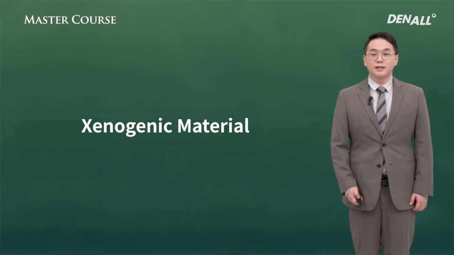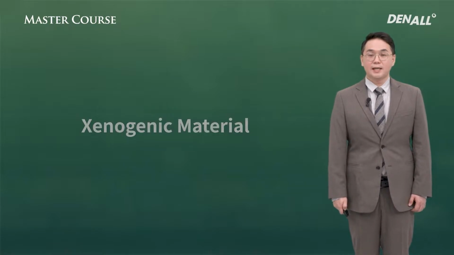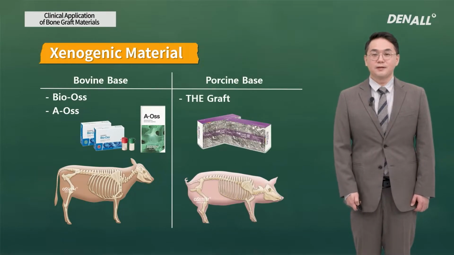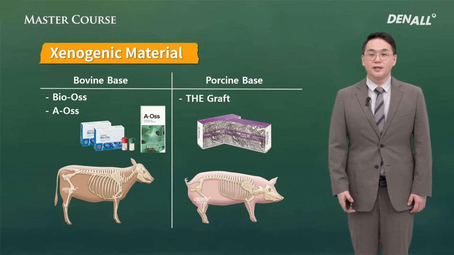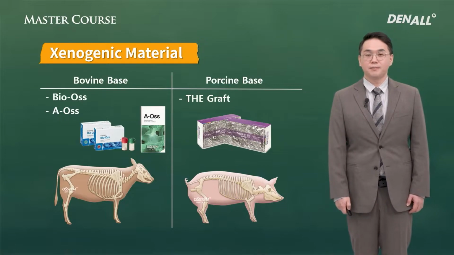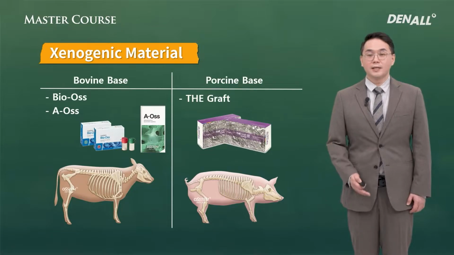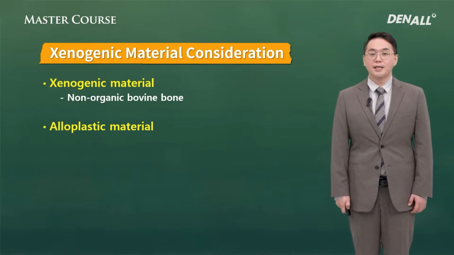Next, xenogenic graft material using porcine, bovine, or horse material. There's a bovine base, porcine base. These can be the broad categories. More importantly, when we use the xenogenic material, we need to remember that organic component, the protein, should be removed. Xenogenic protein shouldn't be spreading in the body. So the process of protein removal can be done using heat treatment.